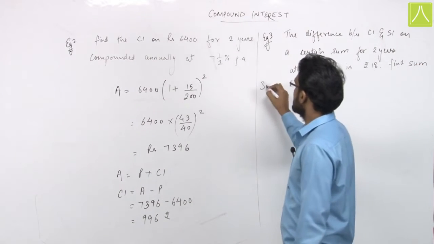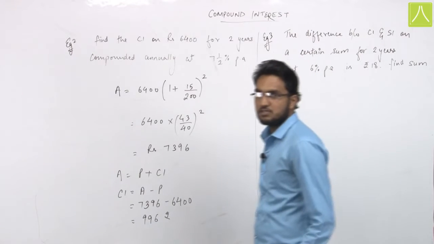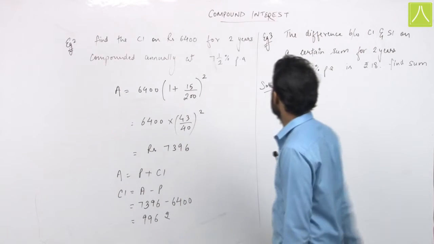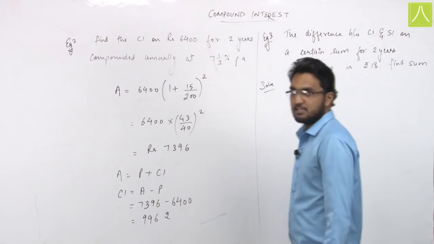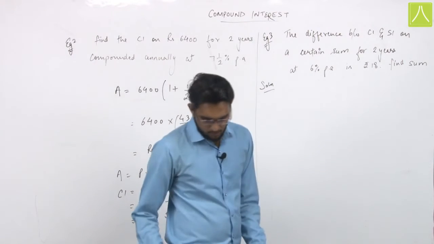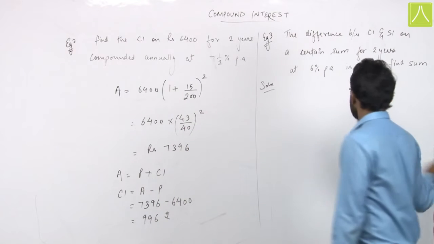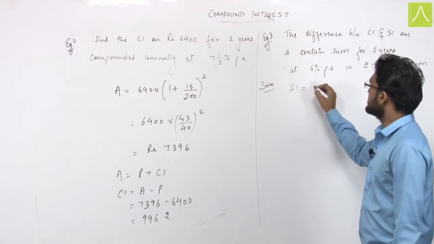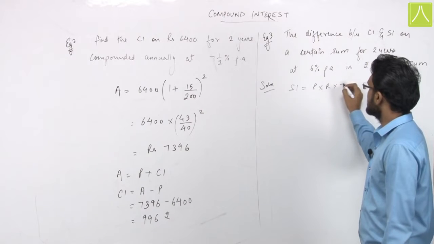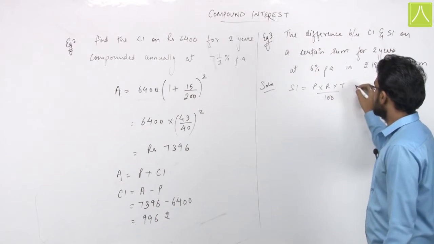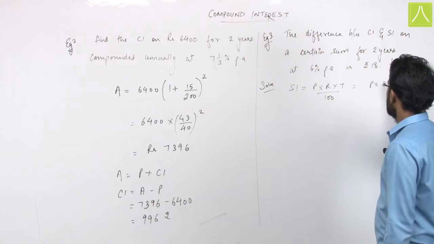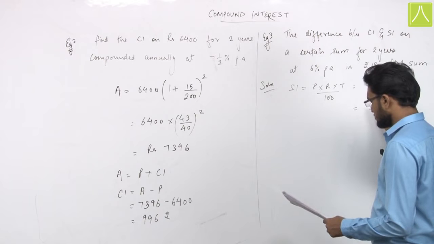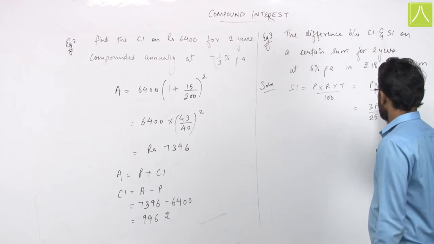Now, in this question, we have to use both the formulas for the simple interest and the compound interest, because we have given the difference value of the interest, and we have given the rate as 6% and the time is for 2 years. So, first of all, we will calculate the value for the simple interest. We know that simple interest is equals to principal into rate into time divided by 100. Substituting the value over here, we will be getting principal into rate is 6%, time is for 2 years divided by 100, which is equals to 3p by 25.